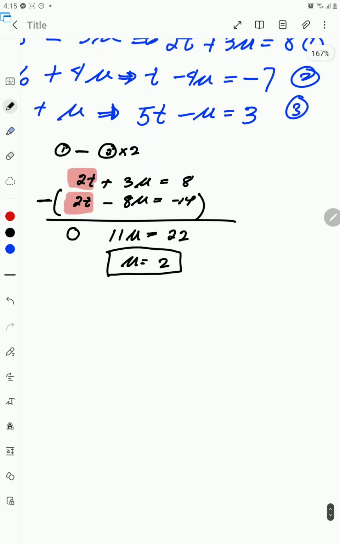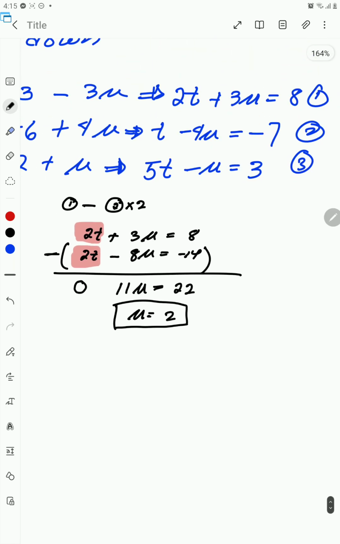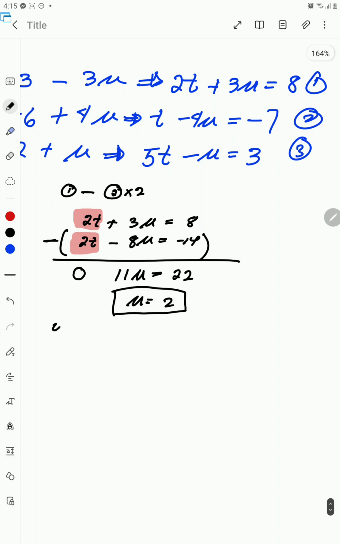Now let's find the t. Let's use equation number 2, because it says t minus 4 mu equals negative 7. The t minus 4 mu, so that is what?